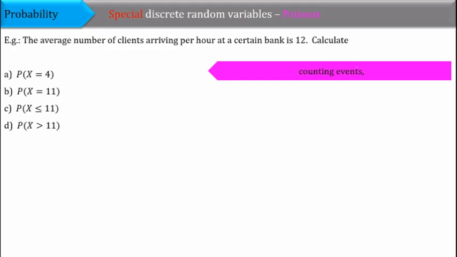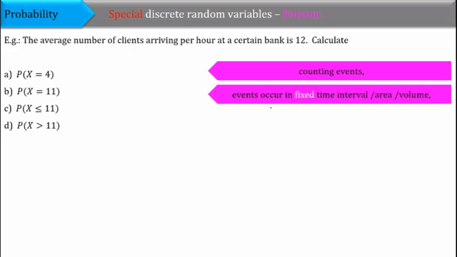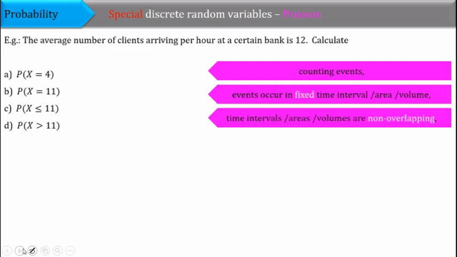We are counting events because we're looking at the number of clients that arrive at a bank. So we are counting people, and we consider a person arriving as an event. So yes, we're counting events. Secondly, do the events occur in a fixed time interval? Yes, they do. We're looking at arrivals per hour. That means we are looking at hour intervals.